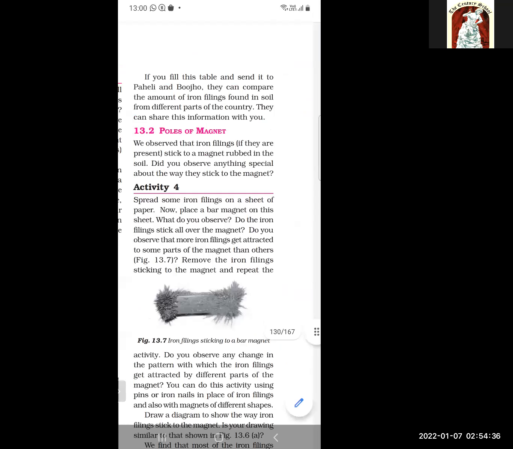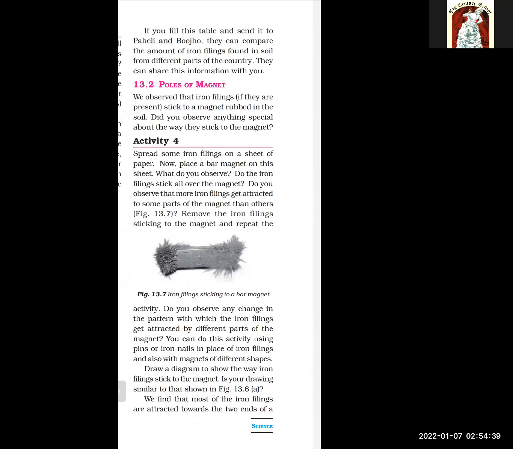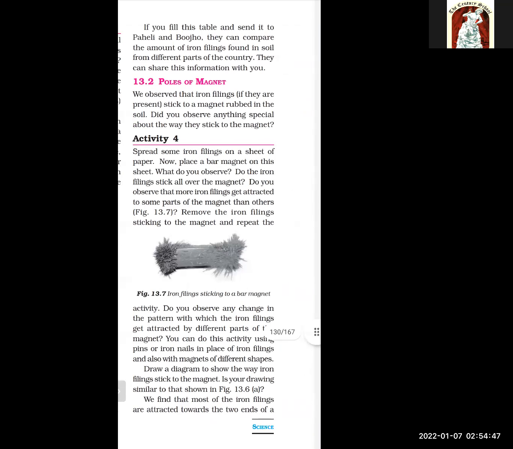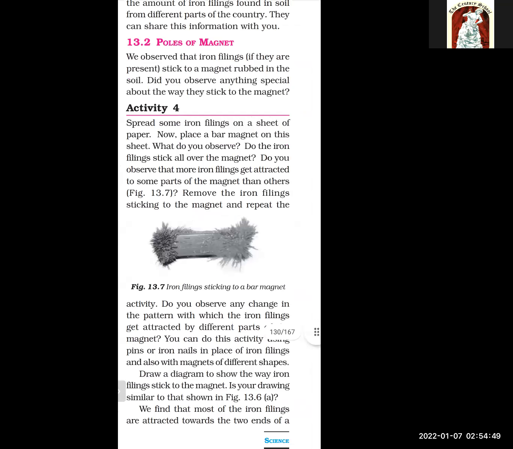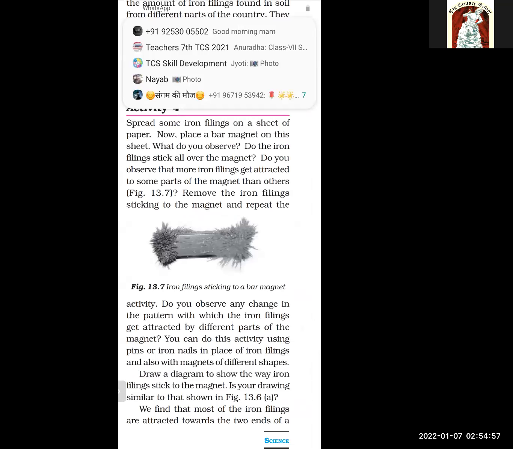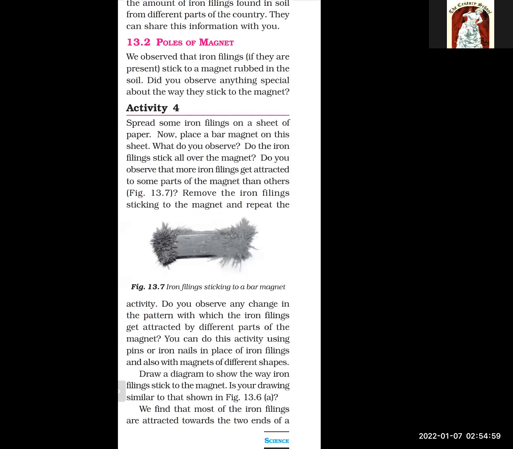First is North Pole, second is South Pole. And where does the pole exist? At the end. On one end there is a North Pole, and on the second end there is a South Pole. We observe that iron filings stick to a magnet rubbed in the soil. What we have found is that if iron filings are present, they will stick to the magnet if we rub the magnet into the soil.